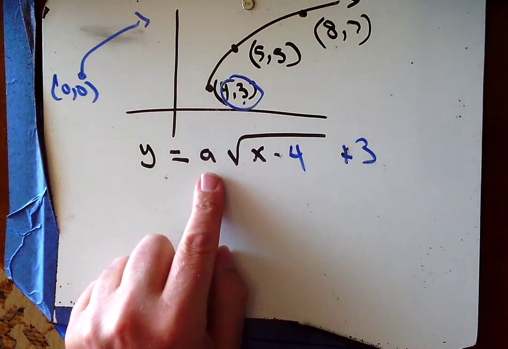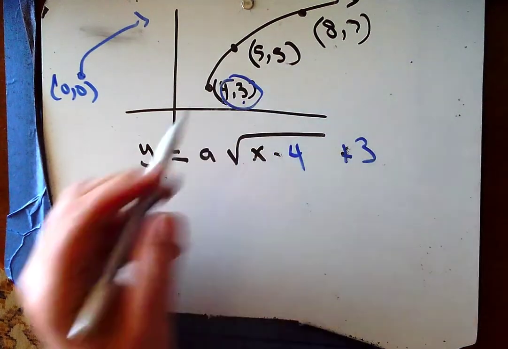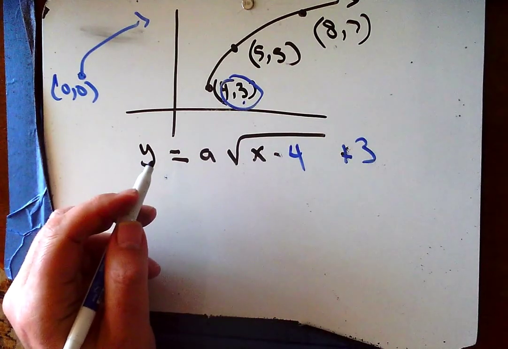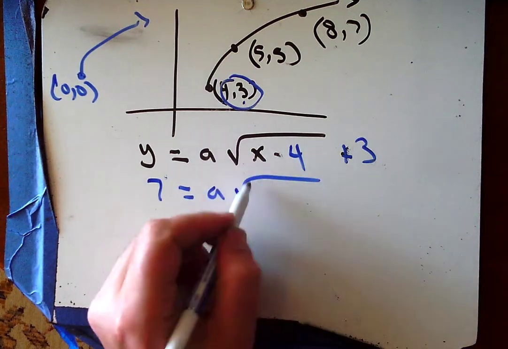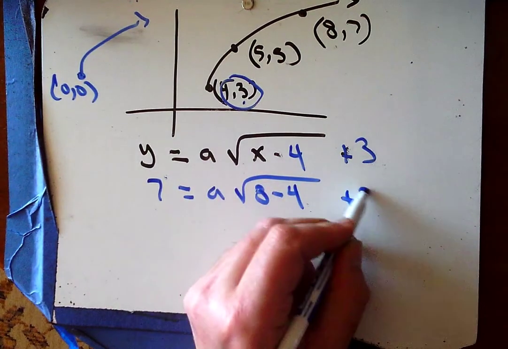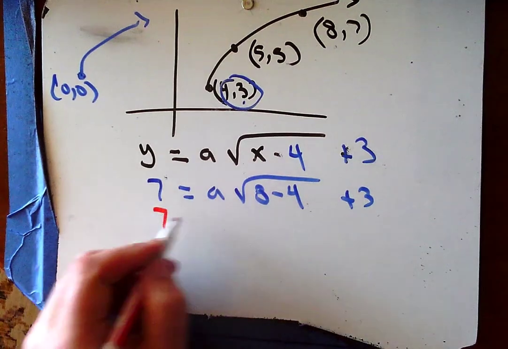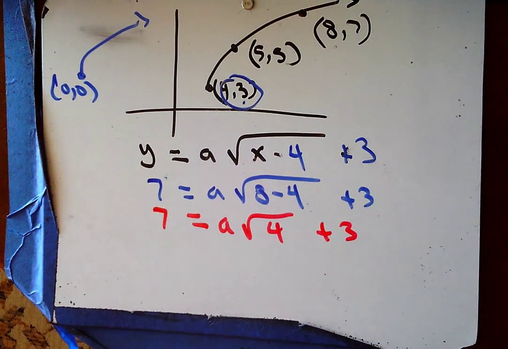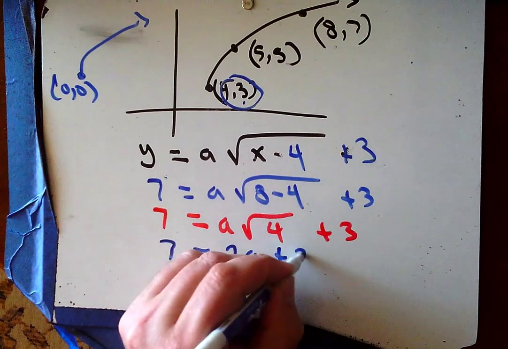And then to find a, I'm going to plug in another one of these ordered pairs. Let's use (5, 5), or better yet, (8, 7). Sure, (8, 7). 7 equals a square root of 8 minus 4, plus 3. So now I've got 7 equals a square root of 4 plus 3. Square root of 4 is 2. 7 equals 2a plus 3.